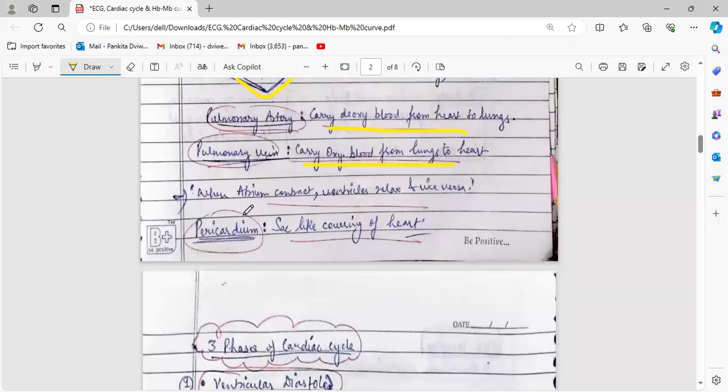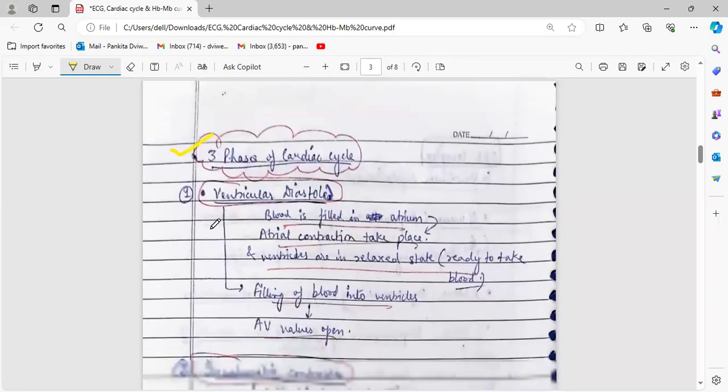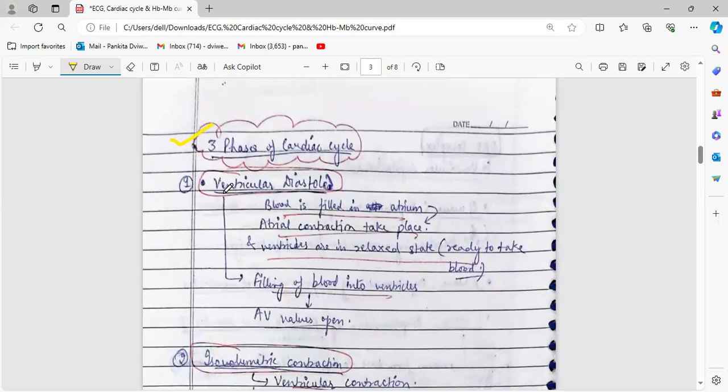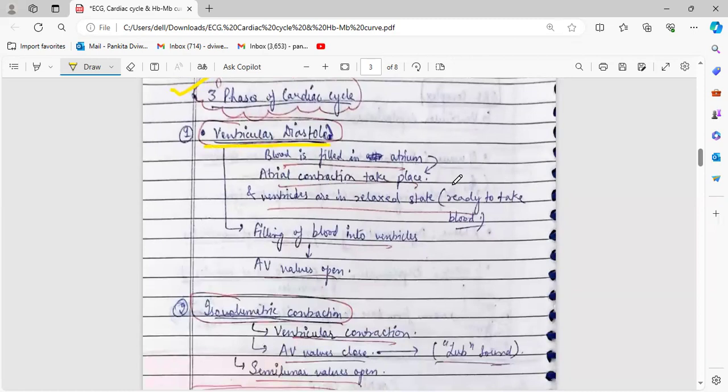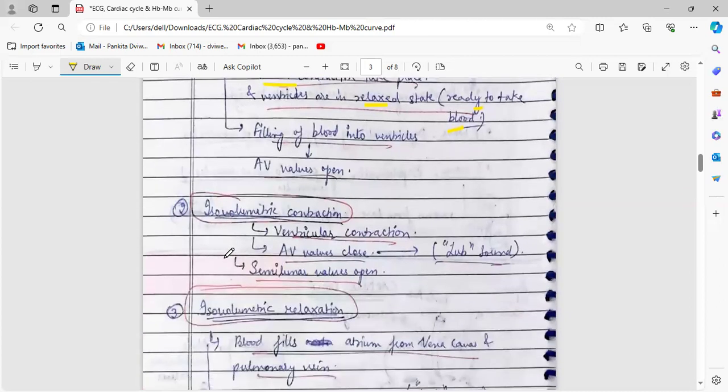It's an outer layer. So there are three major phases of the cardiac cycle. The first phase is called the ventricular diastole. In ventricular diastole, the blood is filled in the atrium and the atrial contraction takes place. At this situation, the ventricles are relaxed and they are in a state of readiness to take the blood into them. So basically, in ventricular diastole, the blood is filled into the ventricles through the opening of the atrioventricular valves, the tricuspid and bicuspid valves.